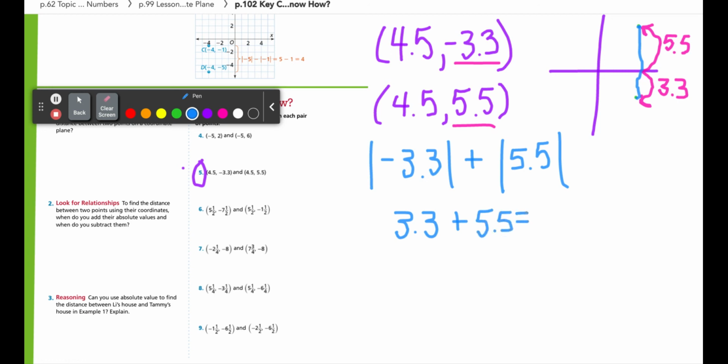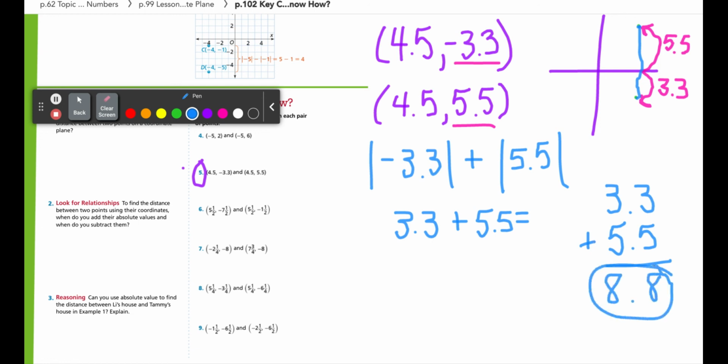Okay, when we add and subtract decimals, the key is to line up those decimal points. So line it up. And what's your final answer here? What's the distance between these 2 points? Your answer should be 8 8/10.